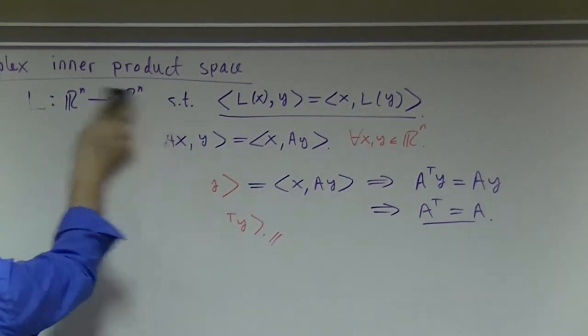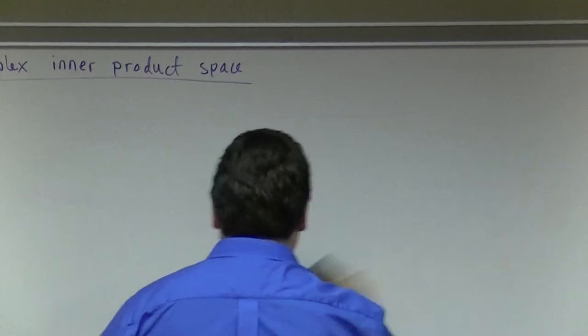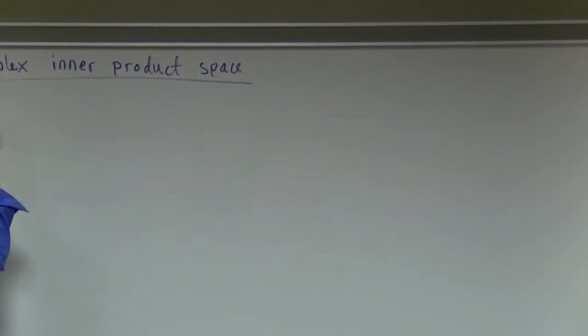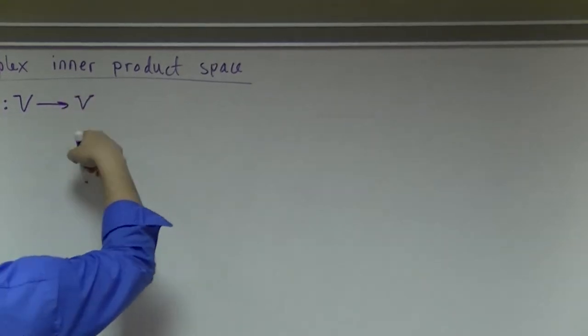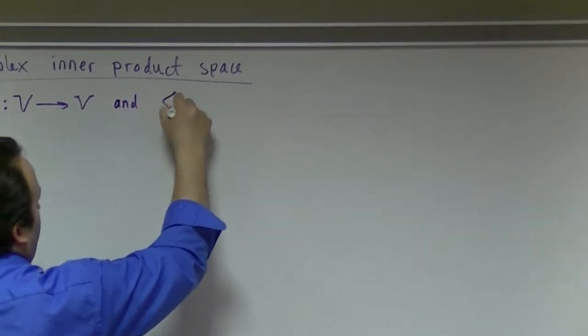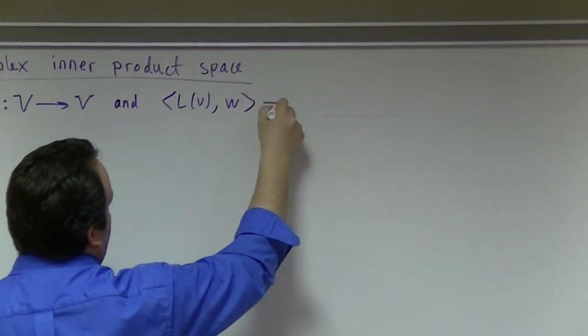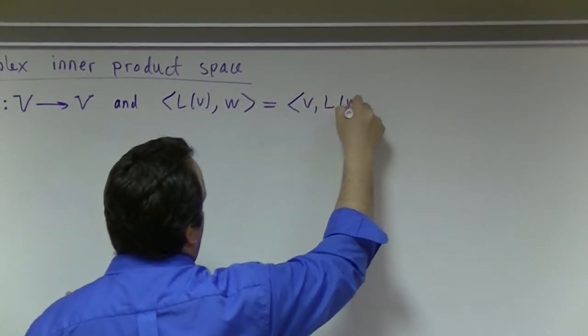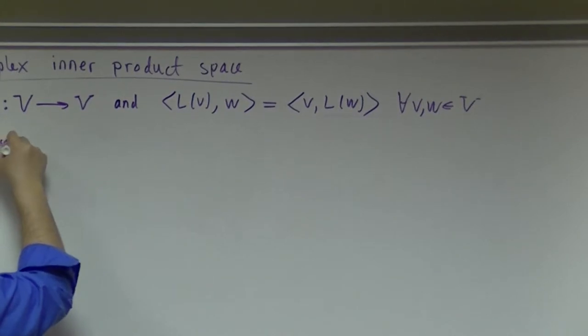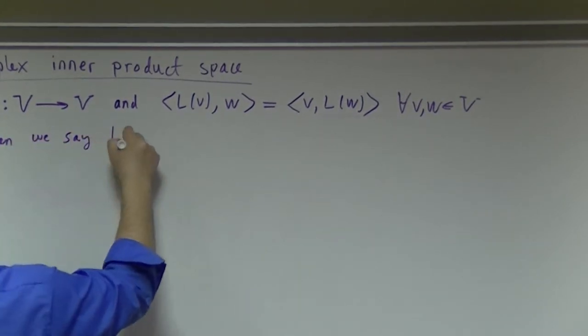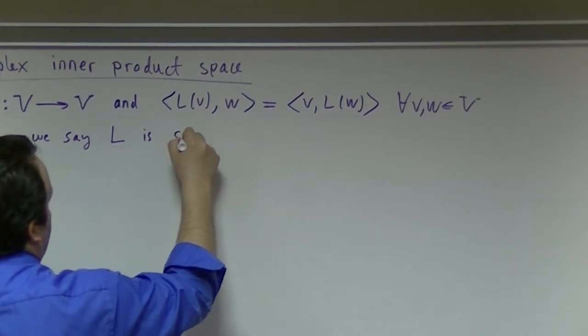So in the complex case, here's the definition. He has this as a proposition, but I'm going to give it as a definition. Let L be a linear transformation from a complex vector space to itself, and this is not just a complex vector space, it's a Hermitian inner product space. If we have that L of V comma W is equal to V comma L of W for all V and W, then we say L is what's called self-adjoint.